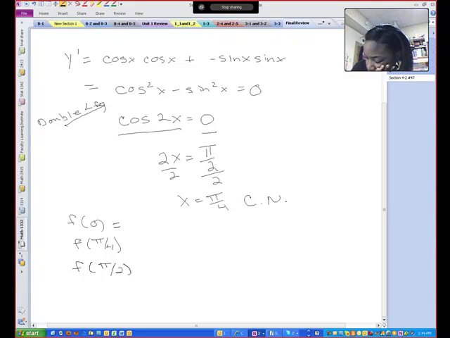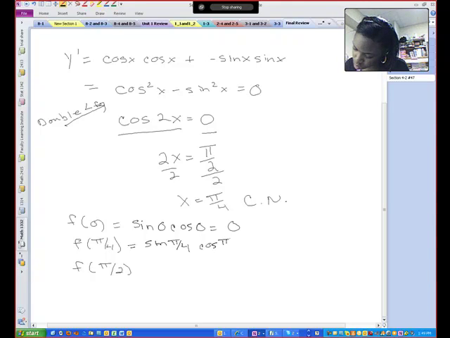Okay, so the original function was sine x cosine x, so this is going to be the sine of 0 times the cosine of 0. Well, the sine of 0 is 0, so this is just 0. And this is going to be the sine of pi over 4 times the cosine of pi over 4, which you can do on your calculator, but you might remember it's the square root of 2 over 2 for both of these. So that's square root of 2 times square root of 2 is the square root of 4, which is 2 over 4, which is 1/2.